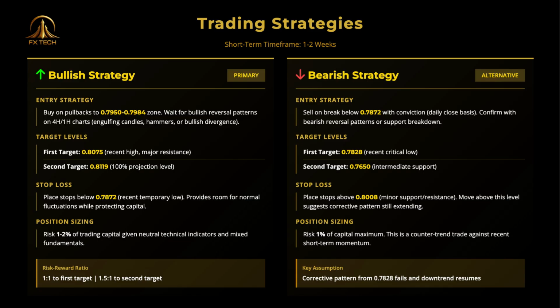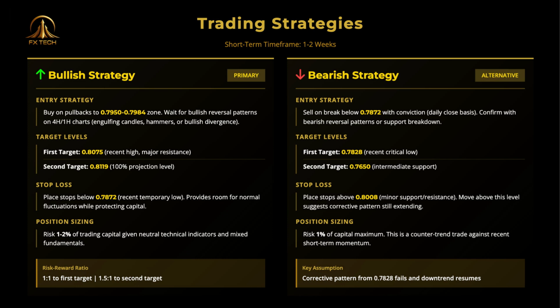For short-term traders with a 1 to 2 week horizon, we present two strategies. The primary bullish strategy involves buying on pullbacks to the 0.7950 to 0.7984 zone, waiting for bullish reversal patterns on 4-hour or 1-hour charts, such as engulfing candles or hammers. The first target is 0.8075, with a second target at 0.8119. Place stops below 0.7872 to protect capital, risking 1 to 2% of your trading account. This offers a risk-reward ratio of 1:1 to the first target and 1.5 to 1 to the second target.